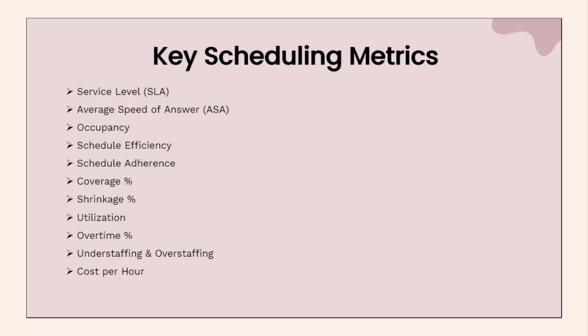Coverage percentage, shrinkage percentage, utilization, meaning how much I am utilizing my agent over a full day, overtime percentage, understaffing and overstaffing, cost per hour. Okay, these are some of the key scheduling metrics.